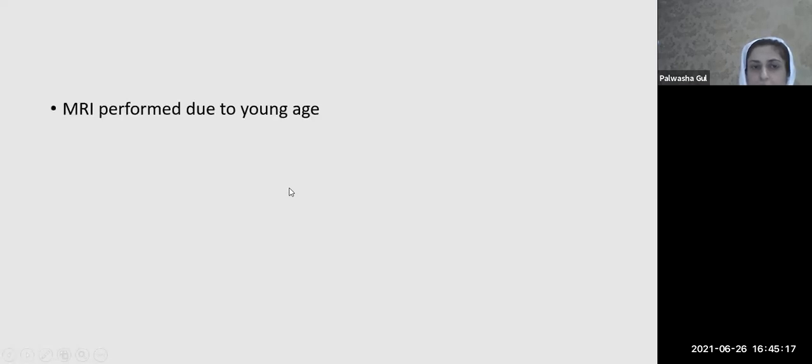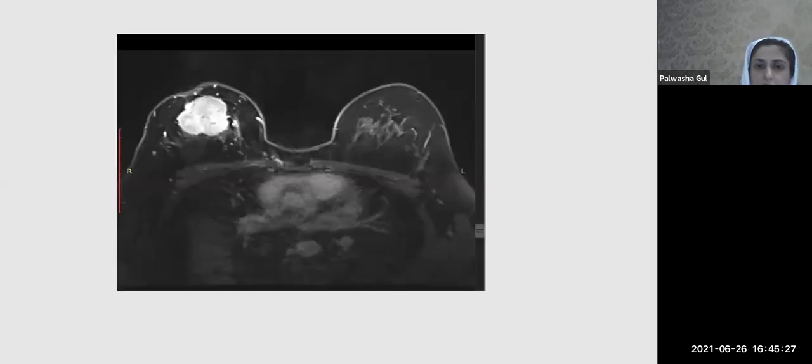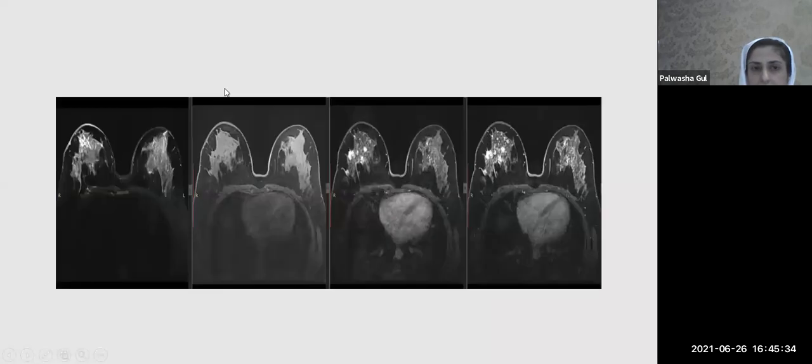So these were the MRI compatible clips which were placed in the satellite as well as the main mass. And because she was of young age, because we thought that the breasts are dense, and one of the indications for MRI breast is young age, MRI was performed. Now, what I wanted to show you was, this was a post-contrast image, a large mass with nipple retraction. And this is T2 fat suppressed, T1 fat suppressed, post-contrast T1 weighted sequences, and MRI proved to be quite beneficial in this patient. Why?